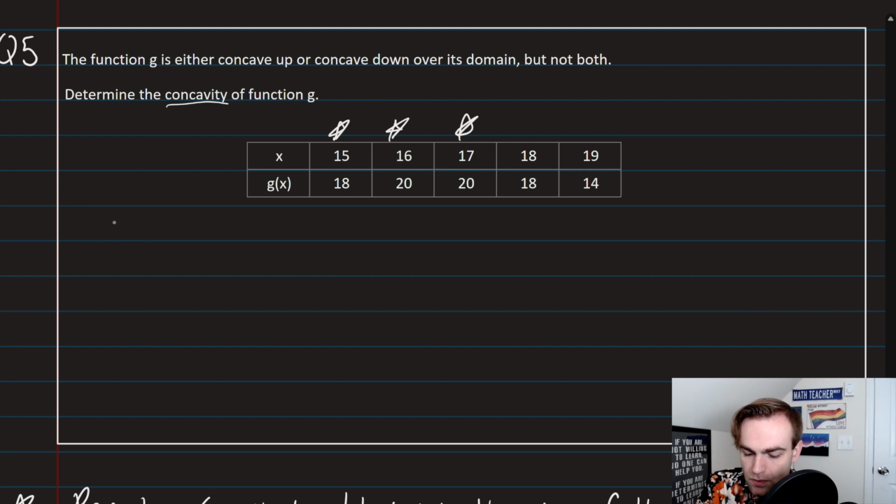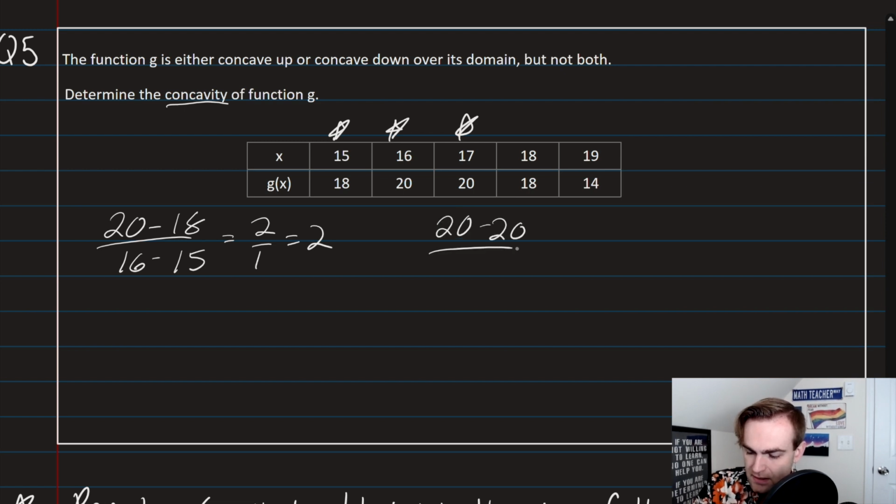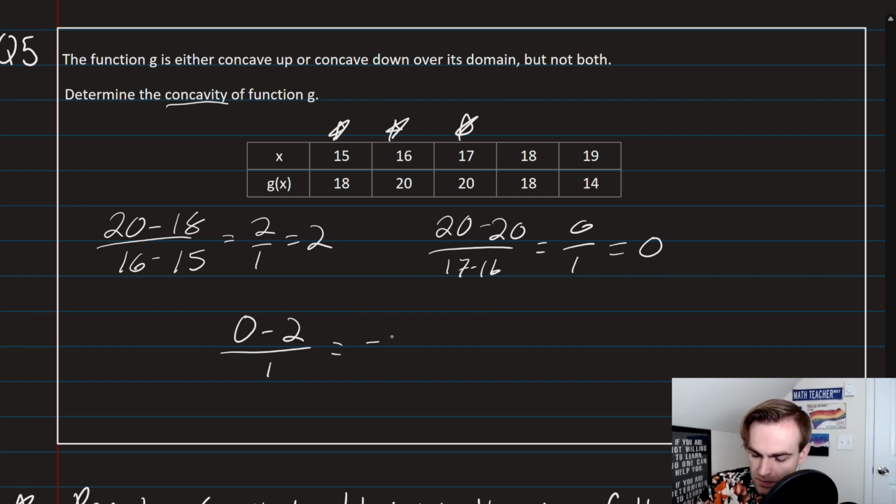So we are going to do 20 take away 18 over 16 take away 15. That would be 2 over 1, which is 2. The second pairing would be 20 take away 20 over 17 take away 16. That would give us 0 over 1, which is 0. And then we want to find the average rate of change between these. So it would be 0 take away 2 over 1, which would be negative 2. Since it's negative, we would say it's concave down.